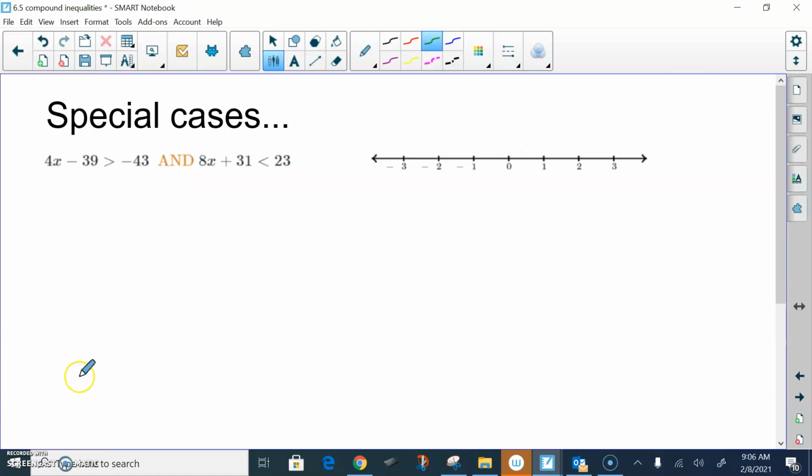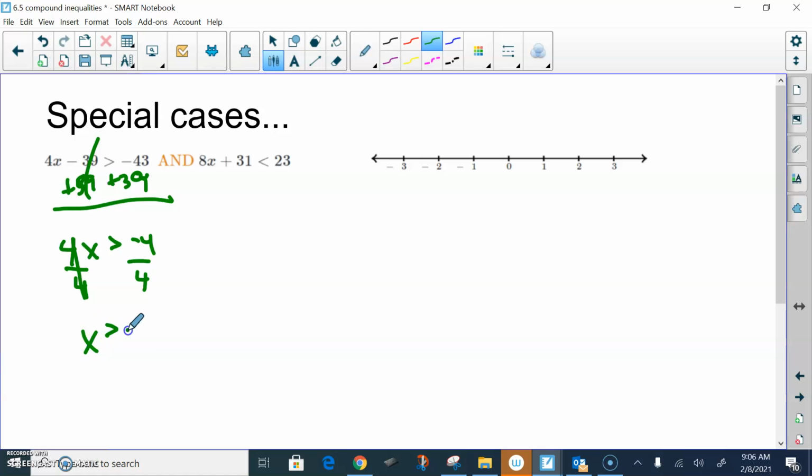Okay, there are a couple special cases. You probably knew this was coming. So let's go ahead and see what that looks like. We're going to add 39 to both sides. What's that? -4. Divide each side by 4. So it looks like x is greater than -1. No problem there. Put an open circle on -1, and it needs to be greater than. It's pointing to the right.